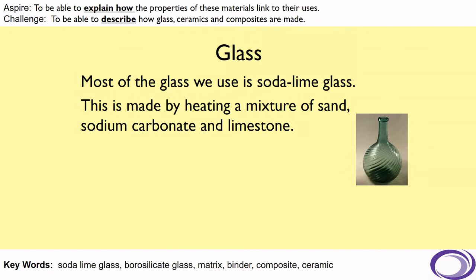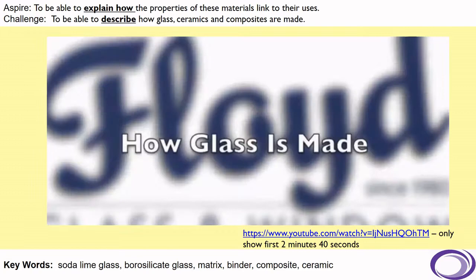Now the first material we are going to look at is glass. Most of the glass that we use is something called soda lime glass. This is made by heating a mixture of sand, sodium carbonate and limestone. Now I'm going to play you a video on this. It shows you this process really well. If you wish to watch the original video for the full duration, the link is on the screen.